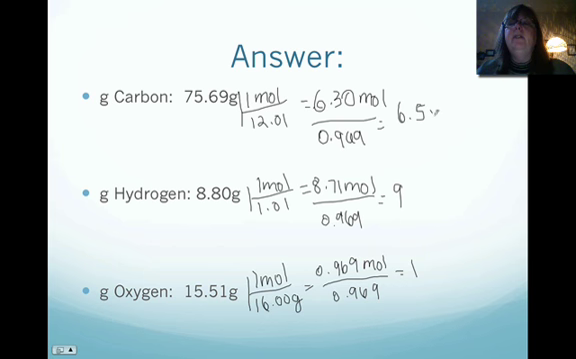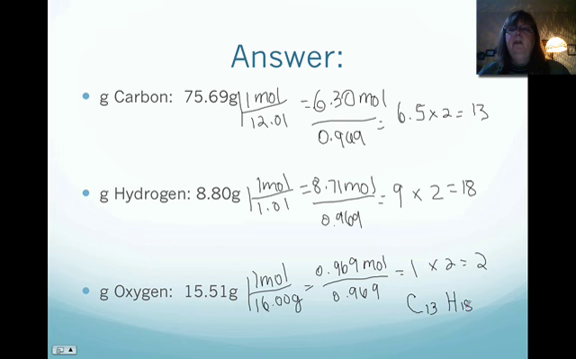And it looks like if we multiplied it by 2, we'd come up with 13. Whatever we do to 1, we have to do to all. We have to be fair. So we're going to multiply the 9 by 2 and get 18, and the 1 by 2 and get a 2. Our empirical formula is C13H18O2. Okay, so part A is done.